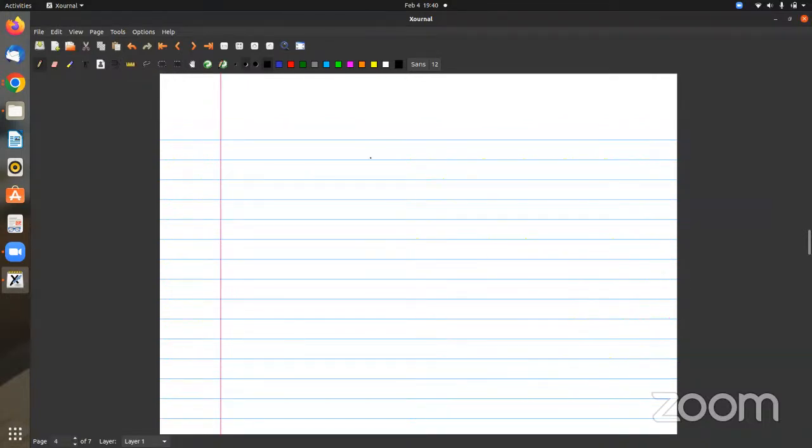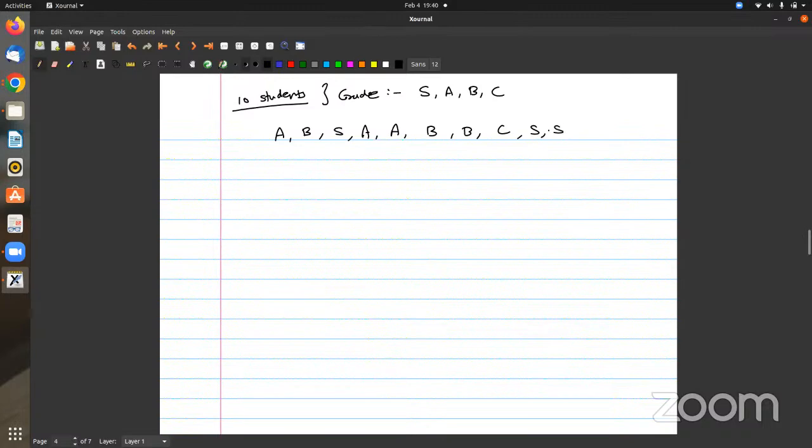Okay, let's say this is my data. Take any data, say there are 10 students in a class, and I have to grade them. The grading pattern has 4 criteria: S, A, B, and C. The first student came and has an A grade. The second student came and has a B grade. Then like this, I will have these gradings, for students 1 to 10. So this is the data of students.